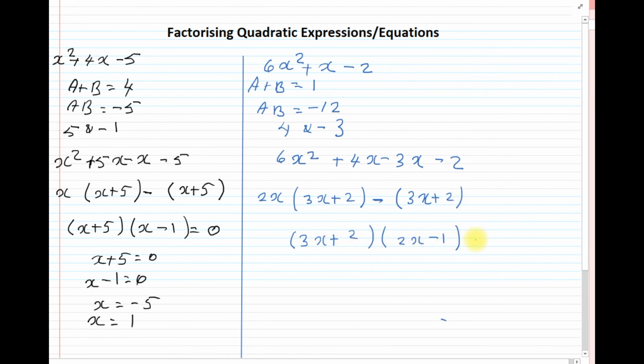Again, had that been an equation, then 3x plus 2 is equal to 0, or 2x minus 1 is equal to 0. If the first bracket is equal to 0, it gives us x is equal to minus 2 over 3. If the second bracket is equal to 0, we get x is equal to 1 over 2.